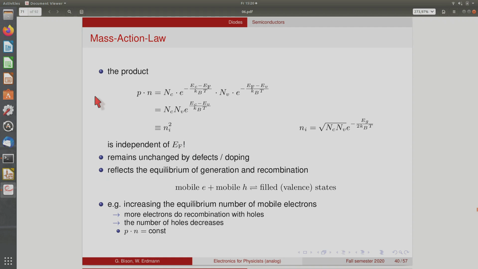The fact that this product is constant remains unchanged by doping. So later we will change the number of free carriers by doping, but the product of the two remains the same, and that's because it reflects the dynamic process of generation and recombination. So if you increase the number of electrons, for instance, with doping, we'll see in a minute how that goes, then you have more electrons, they do more recombination, and this way they decrease the number of holes, and they do it in a way that the product of holes and electrons remains constant.